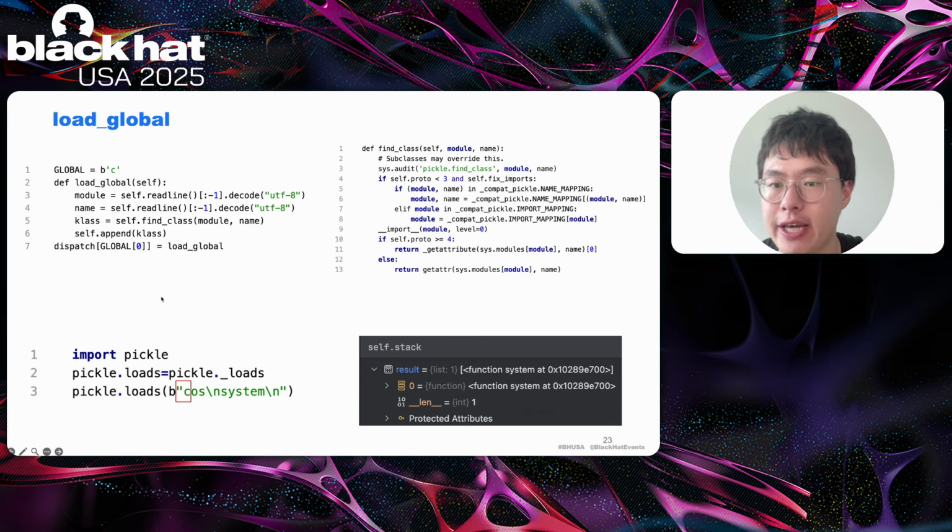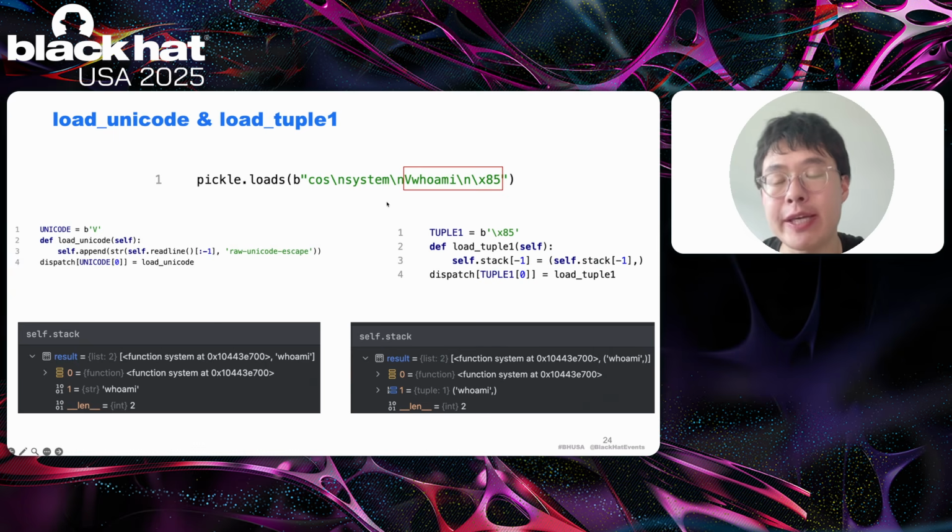So here in this case, we first encounter the GLOBAL opcode, and it will execute the load_global function. And here it will just load the target function. For example, here we will load the system function and push it onto the stack. And then, since we have the function, we need to construct the parameter.